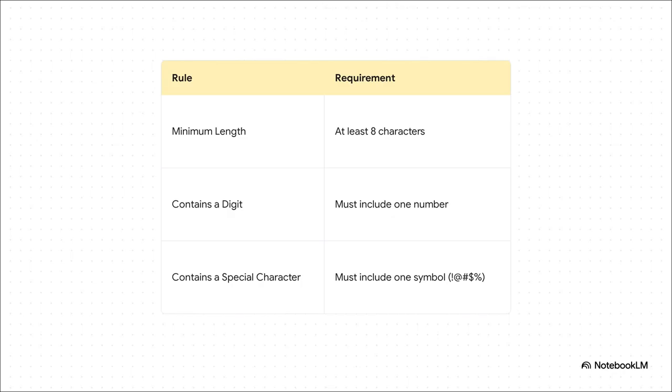And this is a fantastic example of how multiple rules get combined. To make sure you're creating a strong password, the form uses regex to check for a bunch of things all at once. Is it long enough? Check. Does it have a number in it? Check. Does it have a special character like an exclamation point? Check. And only once you've met all those conditions does it let you pass.